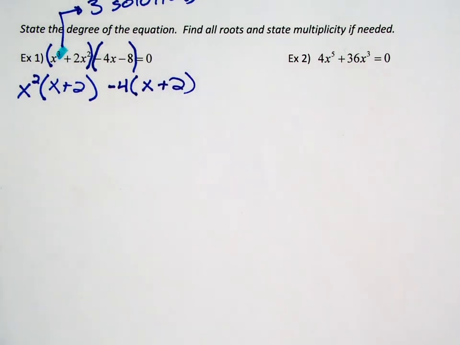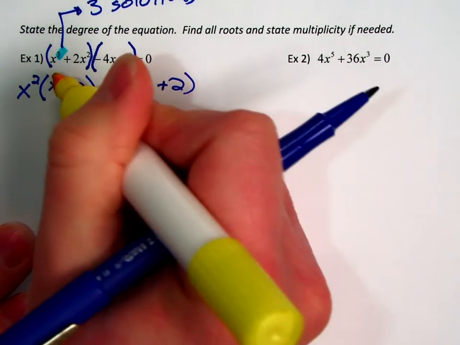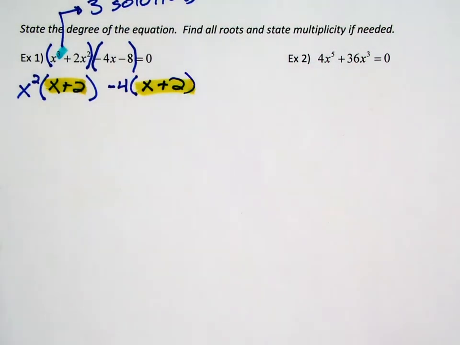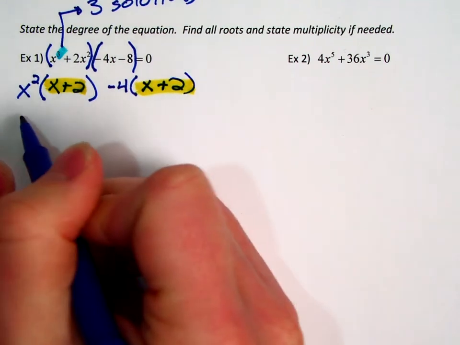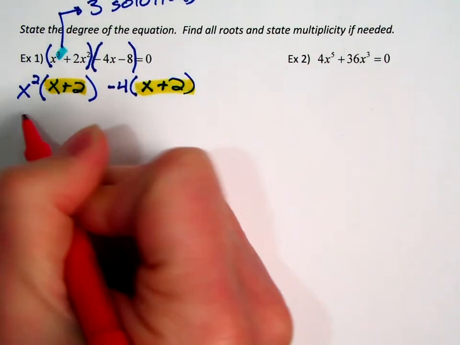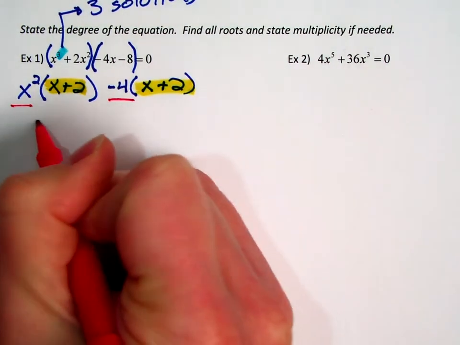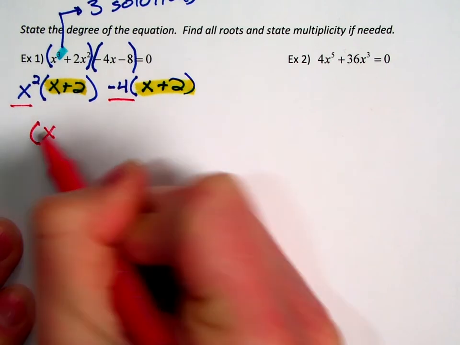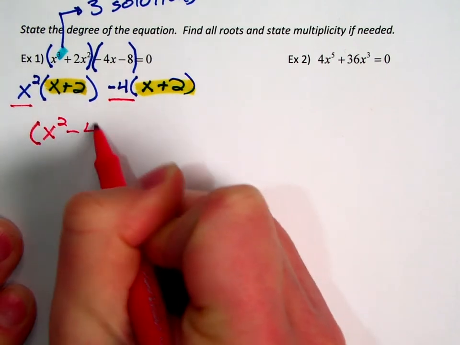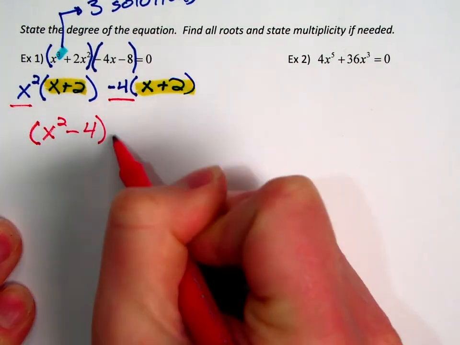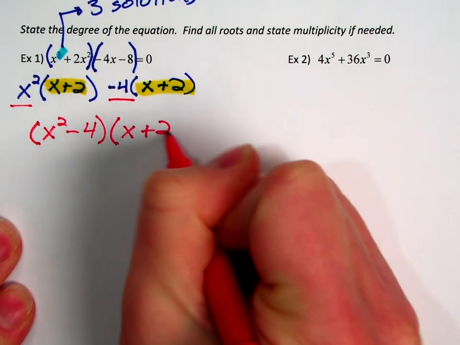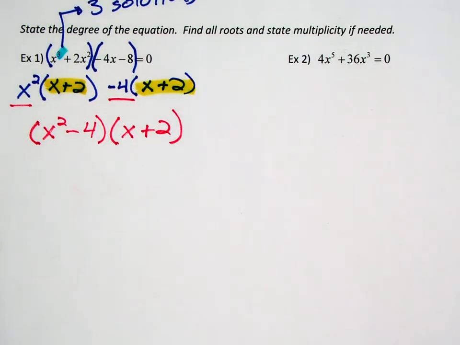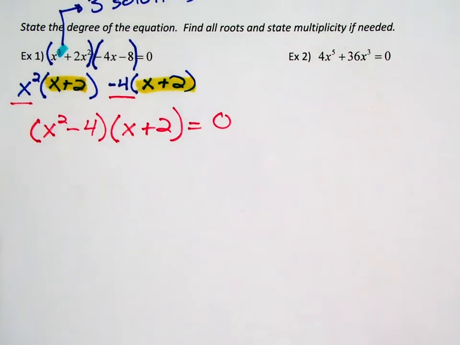Now I need to make sure at this point that the binomial in the parentheses match, and since they do, that tells me that this is factorable by grouping, and that my first set of parentheses comes from the GCFs, so that would be an x squared minus 4, and my second term comes from the other parentheses, so we have x plus 2 equals 0.